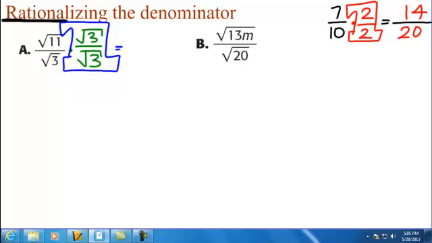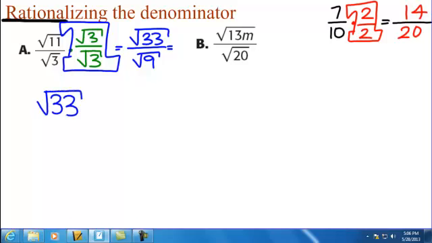So on the top, I'd end up with the square root of 33, and on the bottom, I get the square root of 9. Square root of 33 can't be simplified, and it can't be broken down, but the square root of 9 can. So I end up with the square root of 33 over 3. Be very careful not to get the square root of 11 from here. The square root of 33 divided by 3 can't be simplified. So this is my answer.